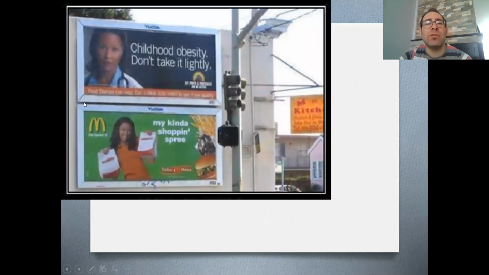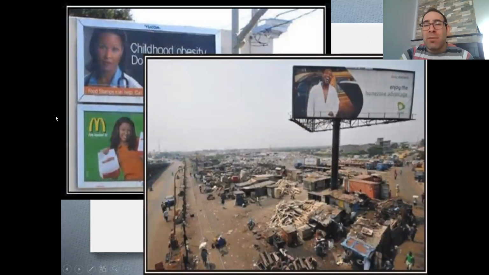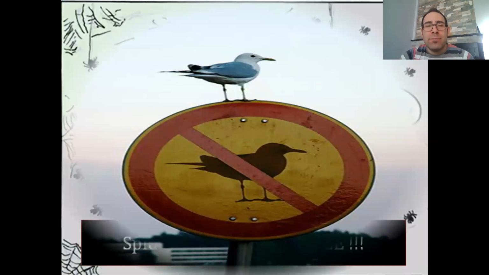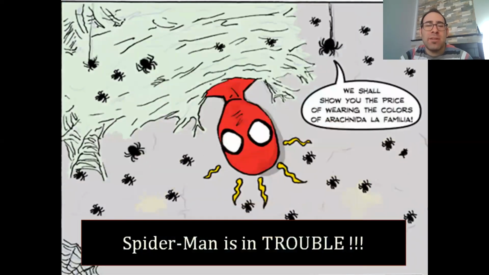Here we have two signs. We have childhood obesity, don't take it lightly, and then right underneath you have my kind of shopping spree. Imagine you're driving, and you have no idea, am I eating or am I dieting? Here you have enjoy the home zone advantage. Not quite the setting to put that in. Self-explanatory. And then here, what makes this ironic? Spider-Man is stuck in spider webs. Okay. And that's pretty much what we're going to be looking at today.